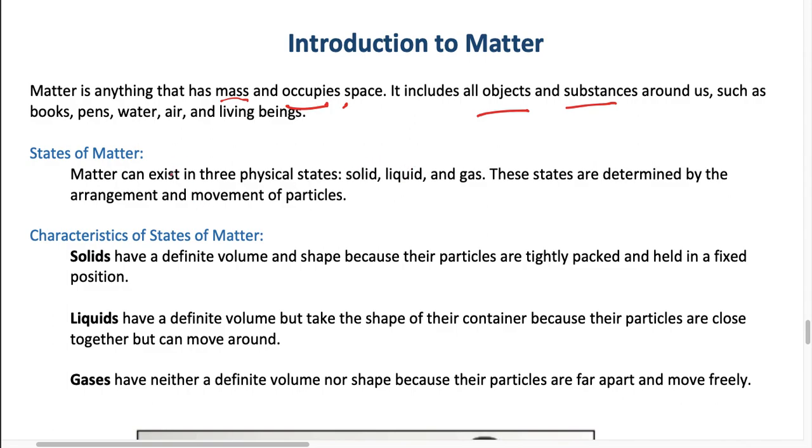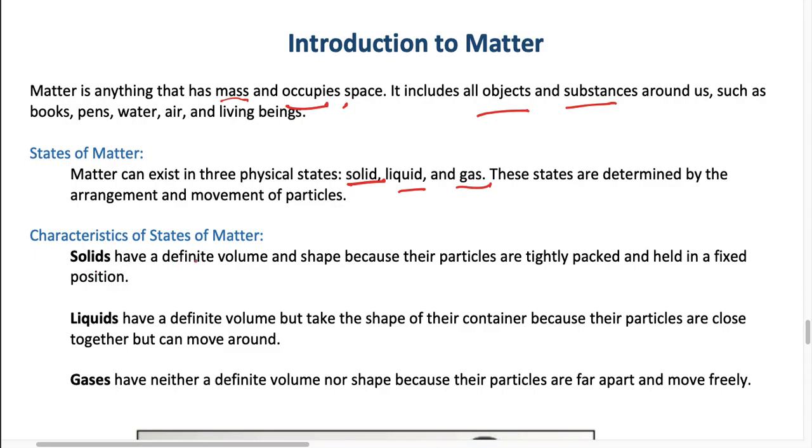So let's see the states of matter. Matter can exist in three physical states: solid, liquid, and gas. These states are determined by the arrangement and movement of particles. So these three states differ from each other by the arrangement of particles. Let's see the characteristics of the states of matter. Matter can be present in three states: solid, liquid, and gas. Let's start with the solid.